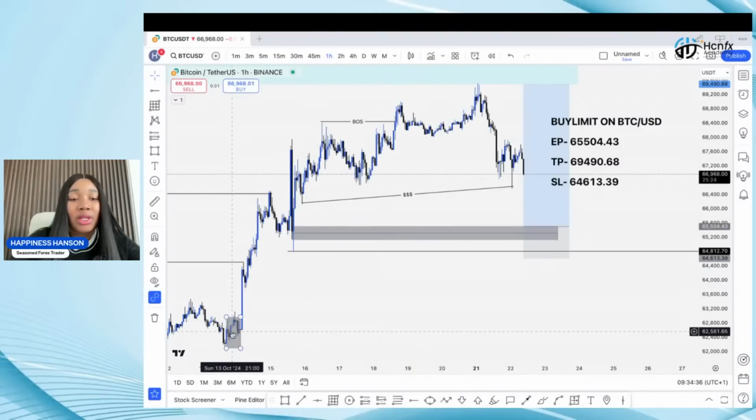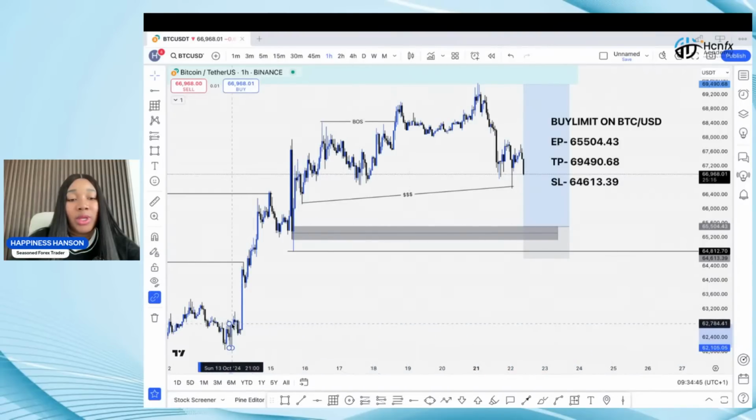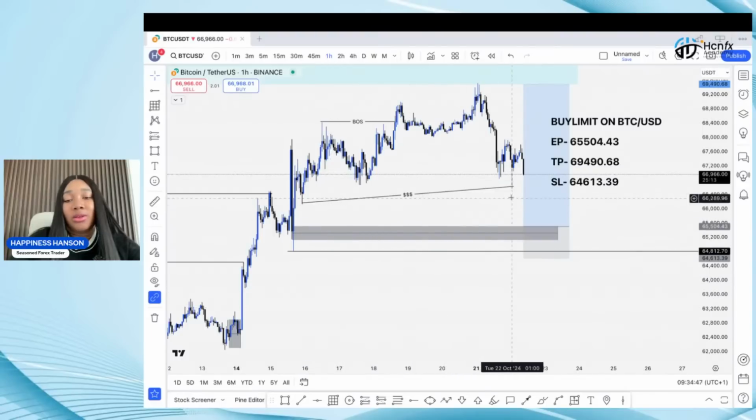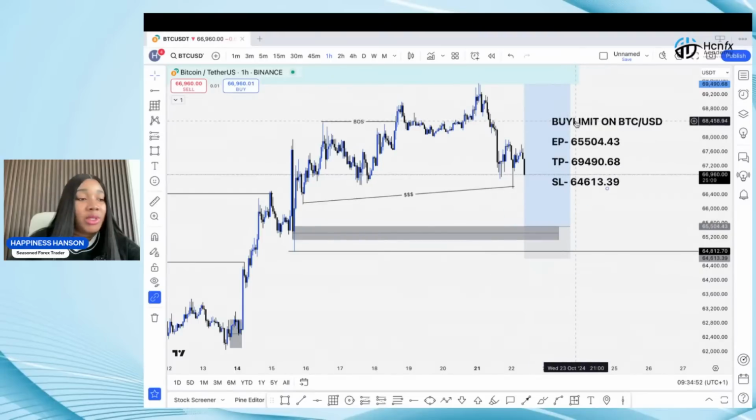Remember, we also have another origin here. So if this one doesn't hold, then we'll know that it is coming to this level. So this one is still pending here. So we're going to wait for BTC here, guys. So we have a pending order buy limit on BTC. So are the coordinates in the comments already?